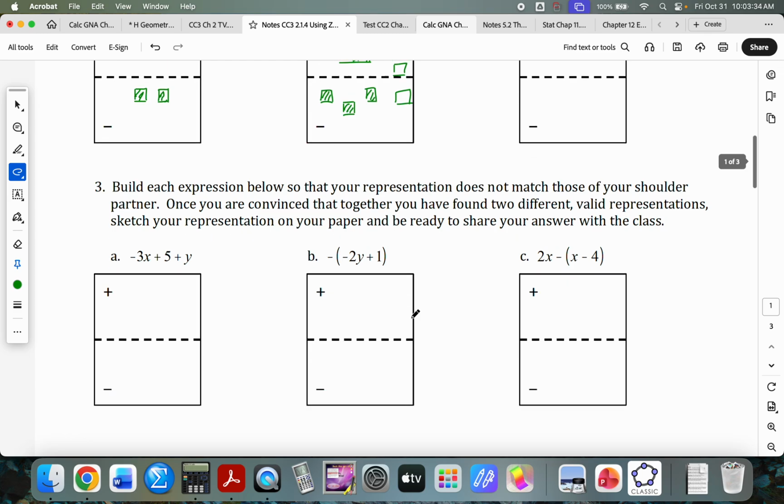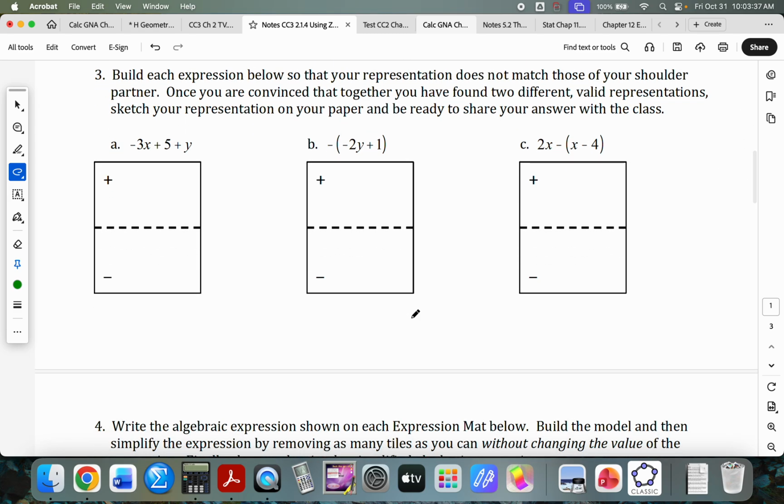All right, we're going to skip the third one. So here's what we want you to do. Build each expression below so that your representation does not match those of your shoulder partner. So you're going to need to be talking to one another about what you're doing. All right? Once you're sure you have it built right, then draw it on your paper. So you're going to have to talk to your partner the whole time to make sure you don't have exactly the same thing.